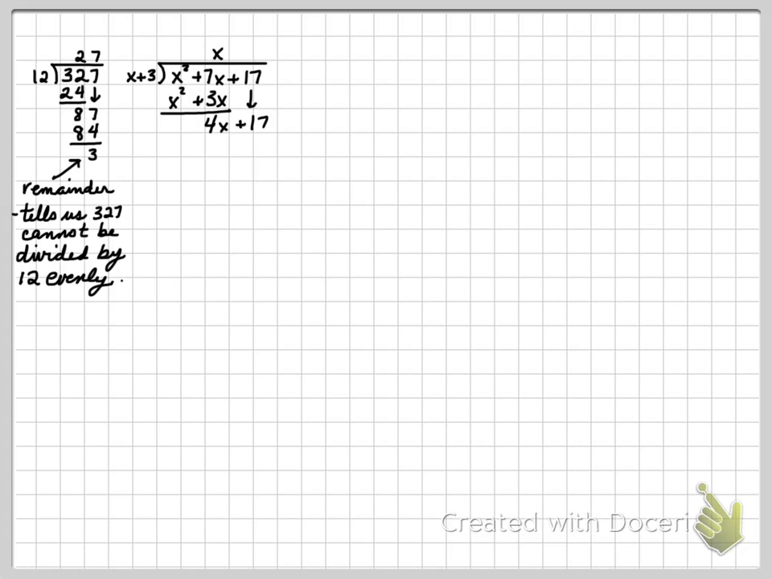Bring down the 17. Now x can go into 4x 4 times, so we're going to put plus 4 on the top. 4 times x is 4x. 4 times 3 is 12. Subtract, and I'm going to get 5. 5 again is my remainder. This also tells me that x plus 3 cannot be divided into x squared plus 7x plus 17 evenly.